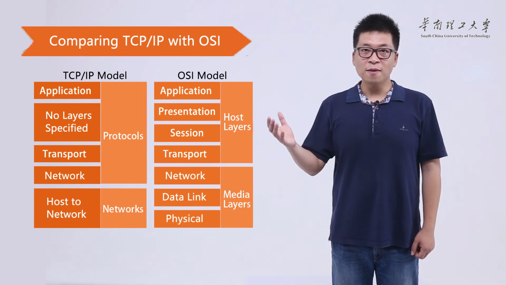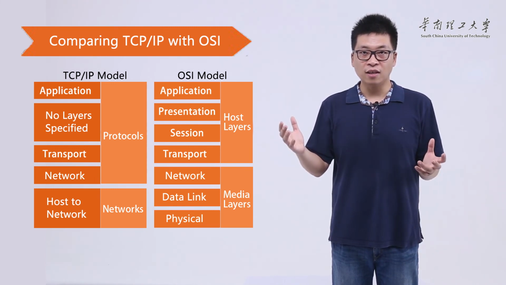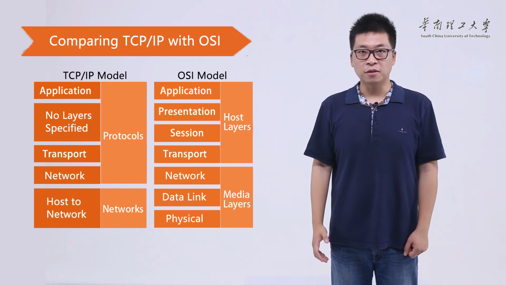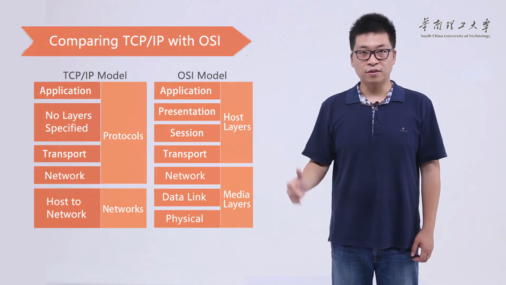Whereas the OSI model is complicated and more comprehensive. It tries to cover everything involved with computer networks. It covers both the host layers and the network layers.